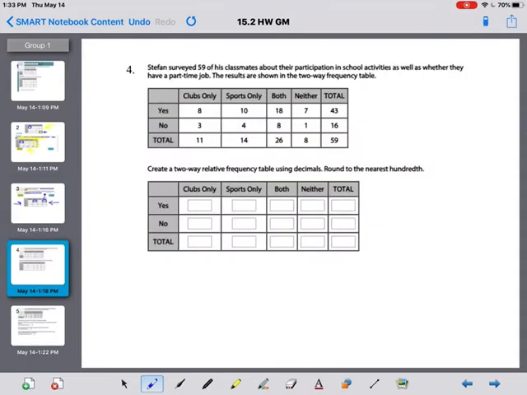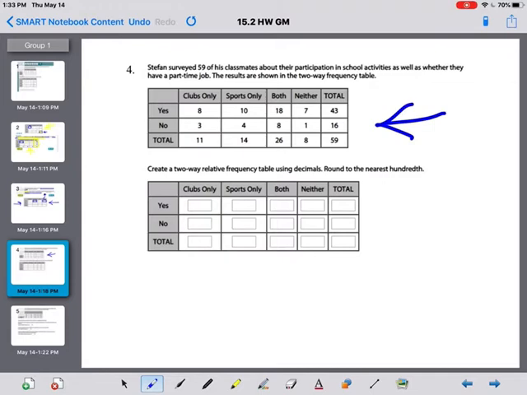Numbers 2 and 3 in this section, I think you'll be fine with. Number 4, I just wanted to point out a couple of things. You are given the frequency table. It says Stefan surveyed 59 of his classmates about their participation in school activities, as well as whether they have a part-time job, and those are the results in the table.